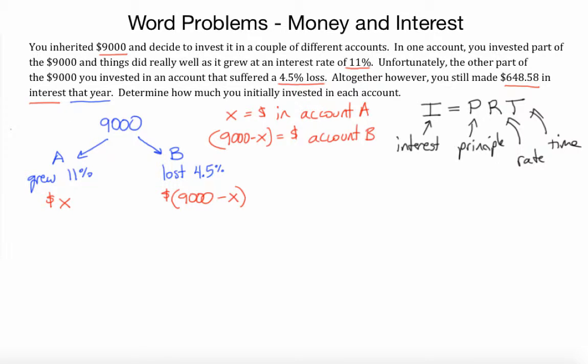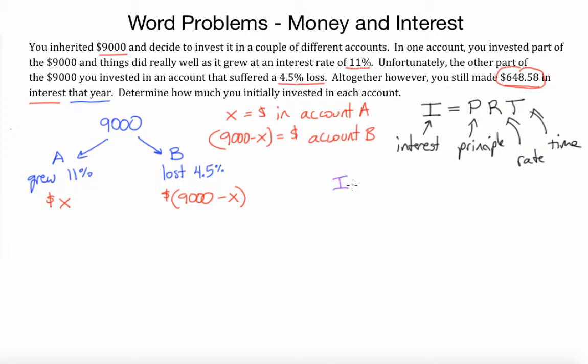All right, so now I need to use this $648. I know stuff totals there. So let's think about what we have going on here. So we have the interest I made in account A.